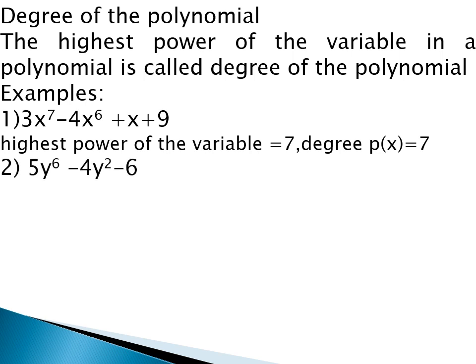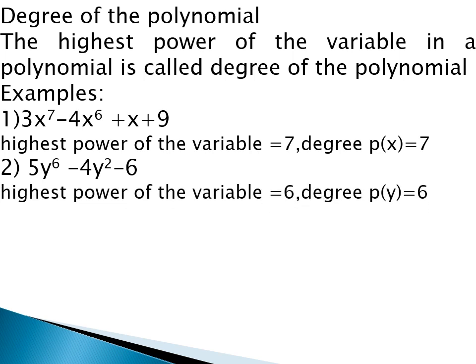5y raised to 6 minus 4y square minus 6. Tell me which is the highest power? Yes, 6 only. So the degree of this polynomial is 6 only. The highest power of the variable equals 6. Now see, this time we have written 5y raised to 6 minus 4y square minus 6, an algebraic expression in terms of the y variable, right? So the name will be p of y, and the degree equals 6.